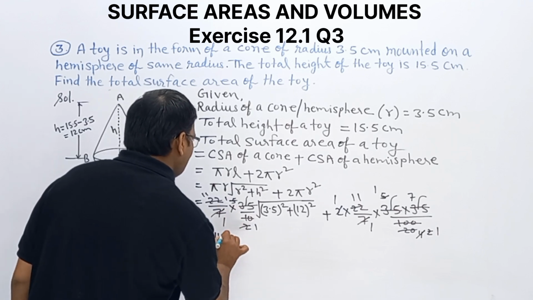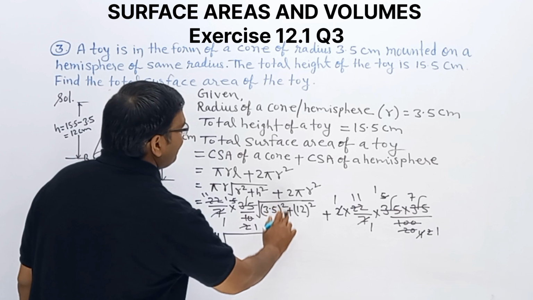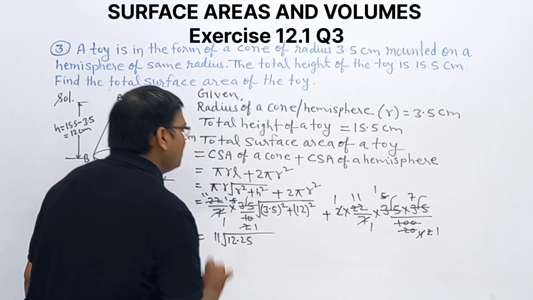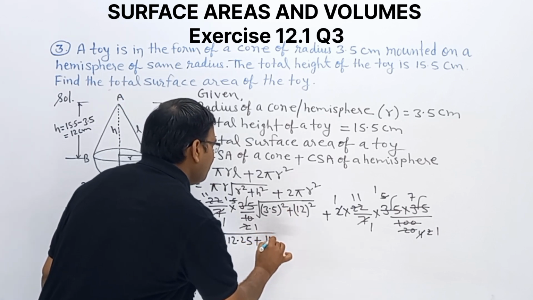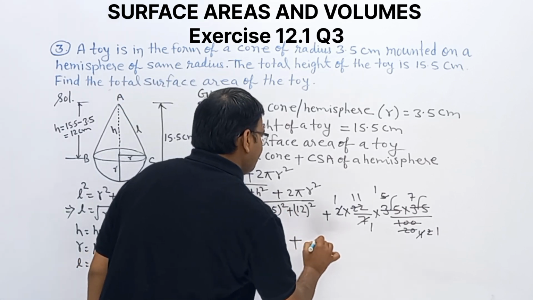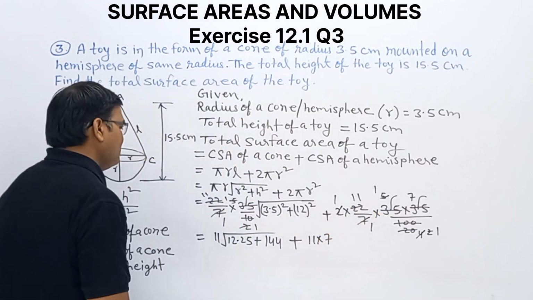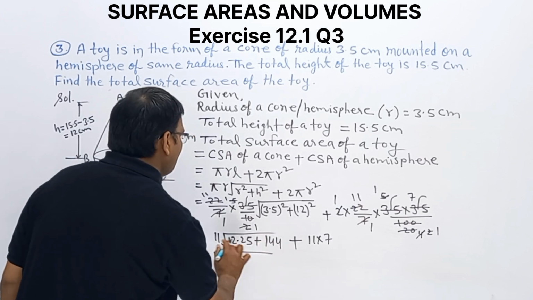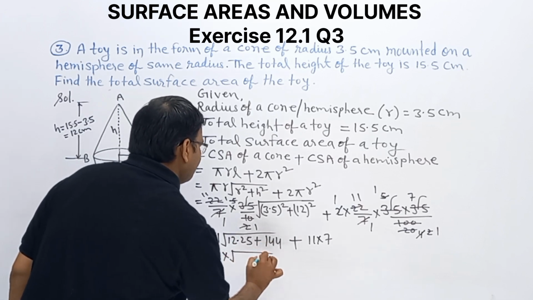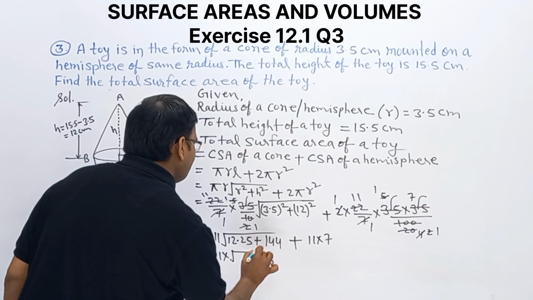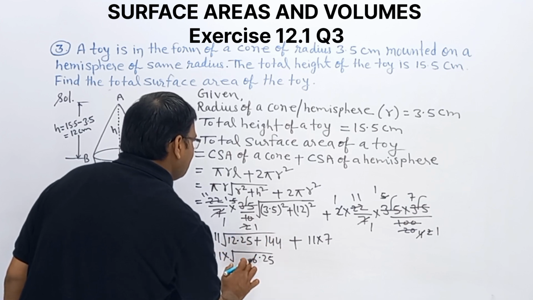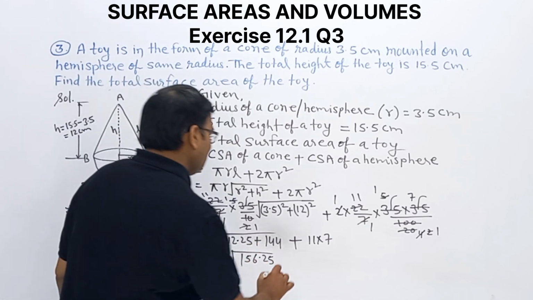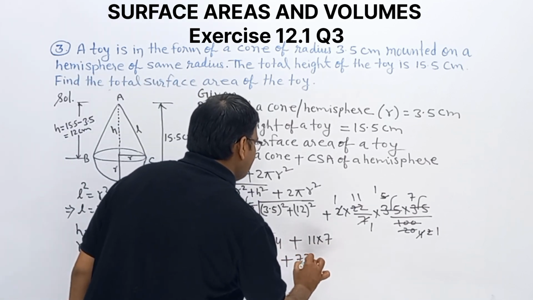We are getting 11 into square root of 3.5 square will be what? 3.5 into 3.5 we are getting 12.25 plus 12 square equal to what? 144 plus 11 into 7. Clear? This can be written as 11 into square root of, add both, 156.25 plus 11 7 ja 77.